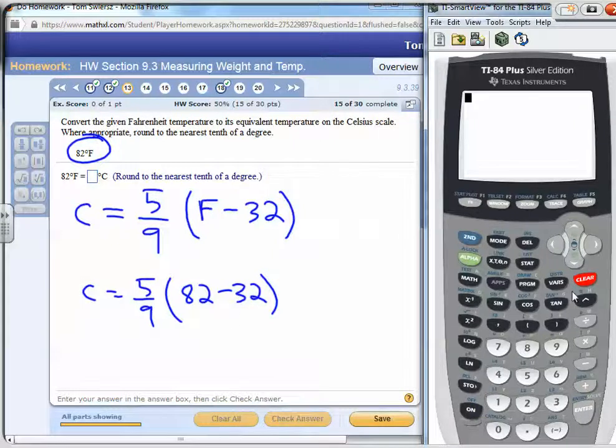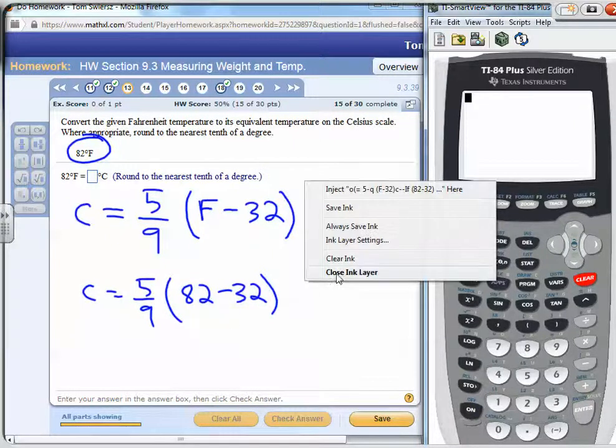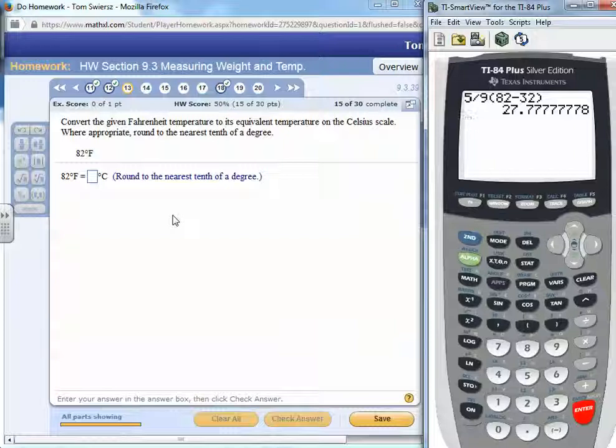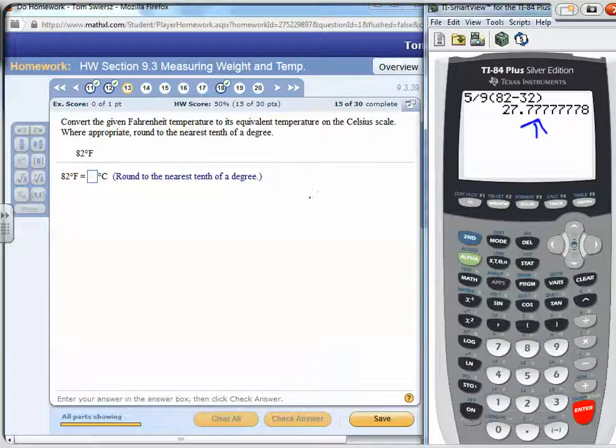So if we use that formula, we'll put it into the calculator. 5/9 means 5 divided by 9, and then put in the parentheses, because you have to do the subtraction first: 82 minus 32, where 82 is the Fahrenheit temperature. Hit enter, and we get 27.77. The second decimal is a 7, so we add 1 and get 27.8 to the nearest tenth. So let's go ahead and put that in.